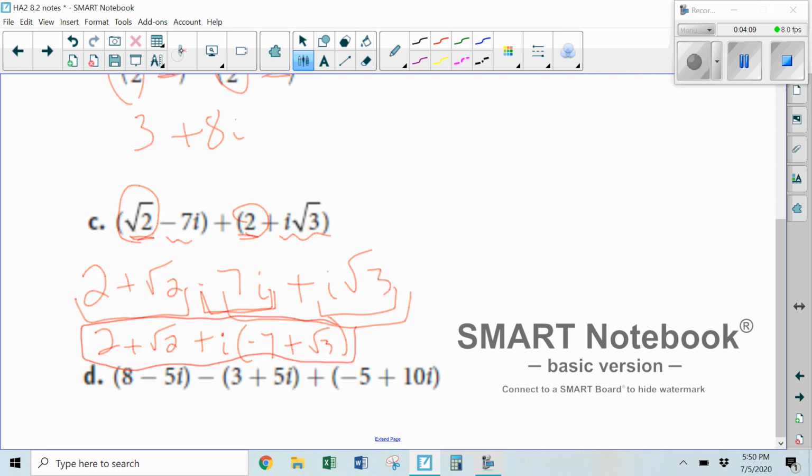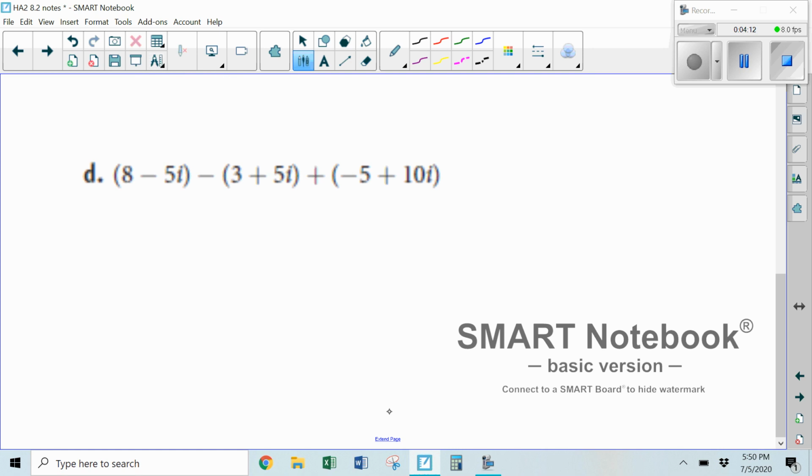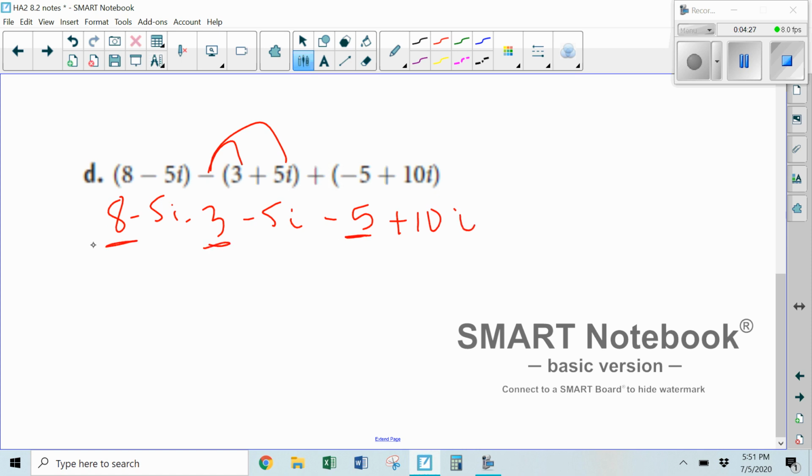And then the last one, you'll notice you're adding and subtracting here. So I'm just going to copy the first one. Distribute the negative. And then this is distributing a positive, which doesn't change anything. My numerical terms without i, my real parts are 8, -3, and -5, which makes 0. And then -5i, -5i, and +10i makes 0i, which is 0. Make sure you simplify it to 0.